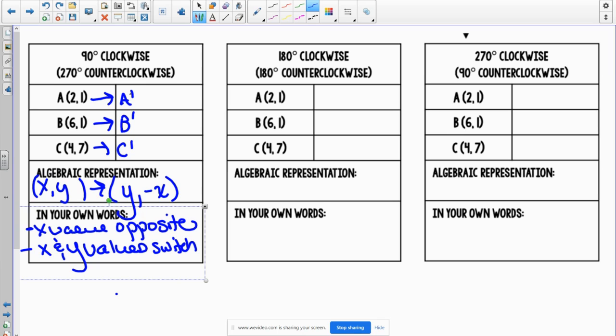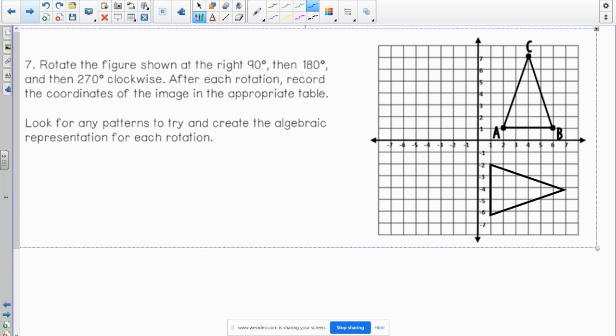So that'd be 2 to -2, and then flip them. So that'd be 1, -2. X is opposite, so -6, and then flip them. So 1, -6. 4 becomes opposite, and then flip them. So that's 7, -4. So let's go check to see if we put that on the right spot.